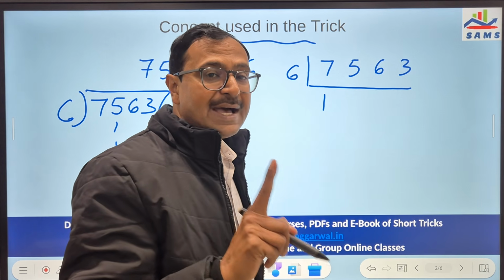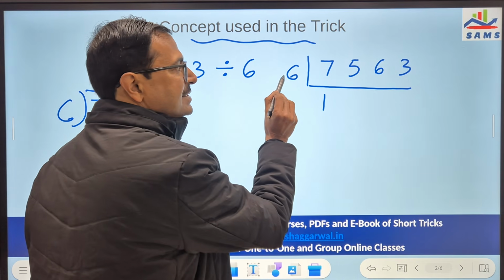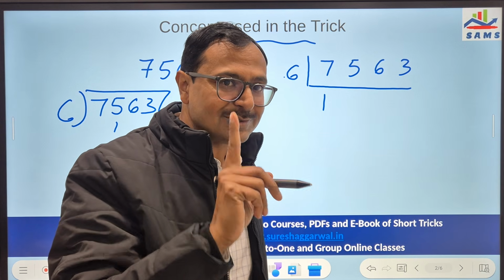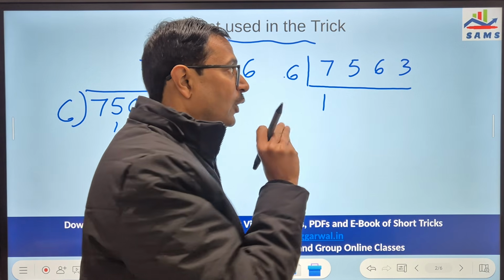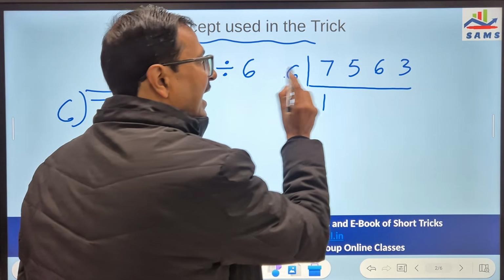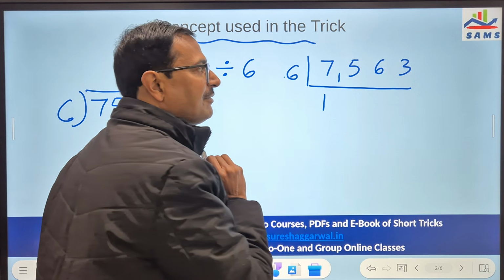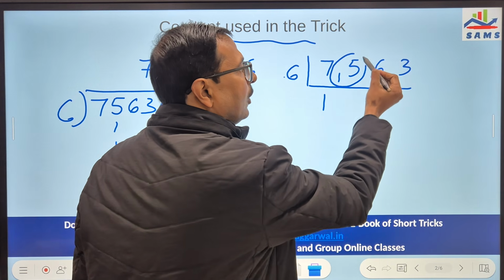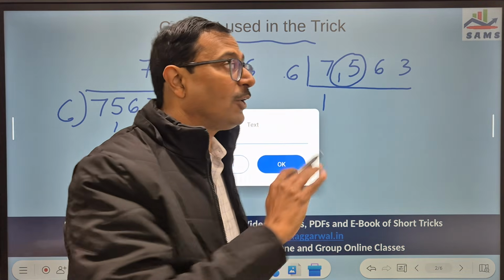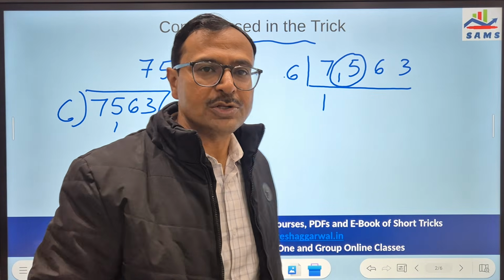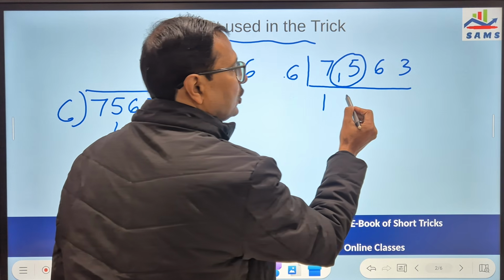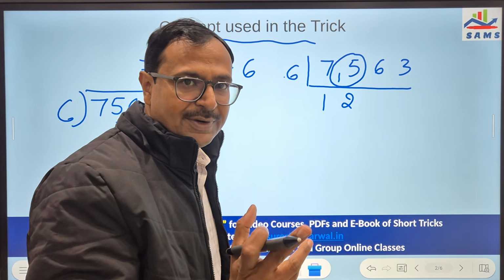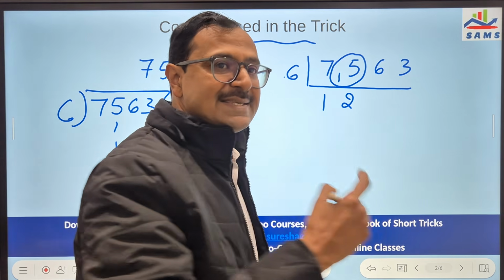That 1 has to be done in mind. What did I do? 6 times 1 is 6, which brings me very close to 7, and 7 minus 6 is 1. So that is the skill you should have if you want to do single line division. That 1 is to be written in between 7 and the next digit 5 here, and so I will consider 15 now. Not 5, 15, because I got 1 from the previous step also. Now 6 2 times gets me a 12, and 15 minus 12 is 3.